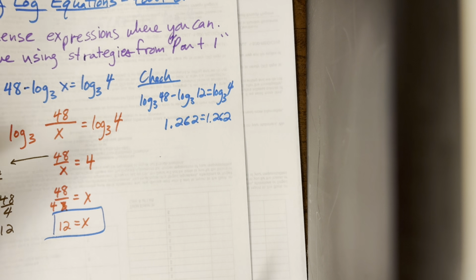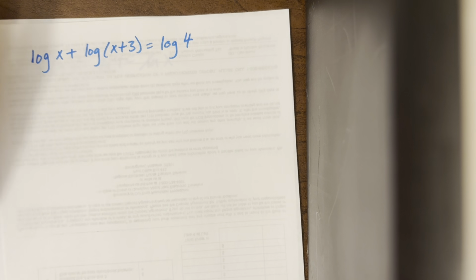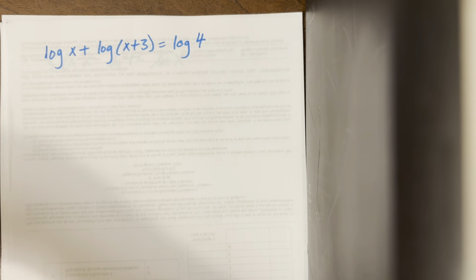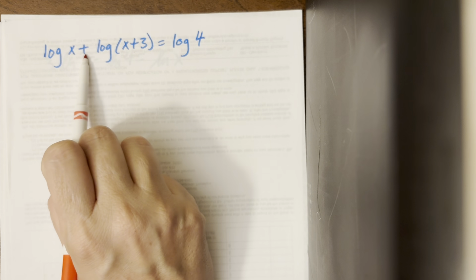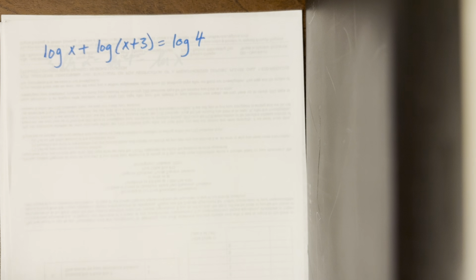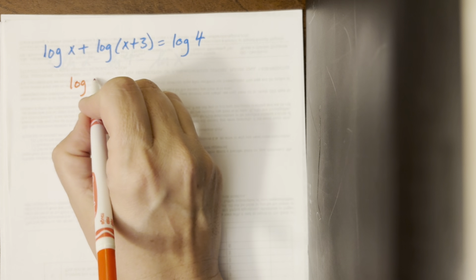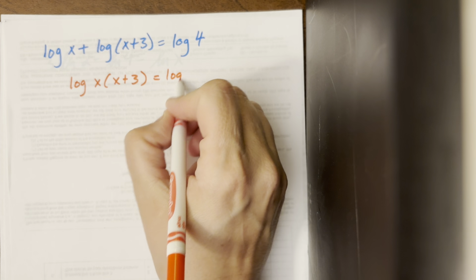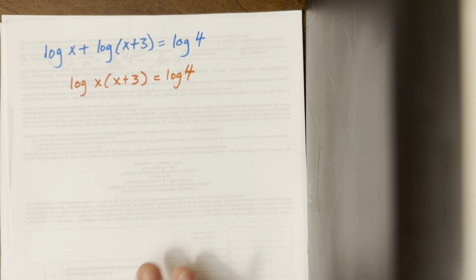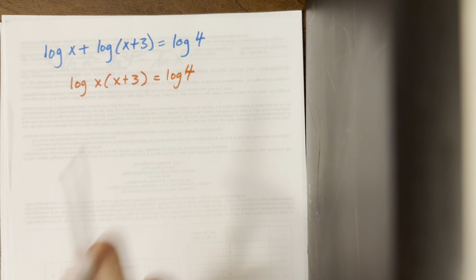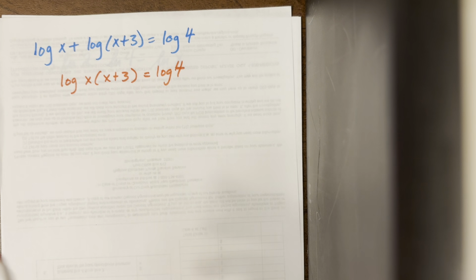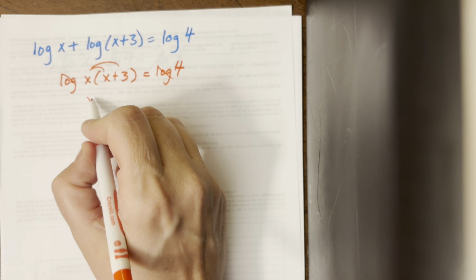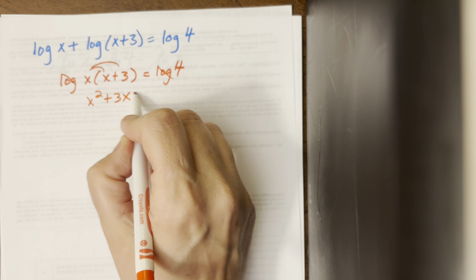Let's make it a little more complicated. Okay, so in this one, we are adding, which means I'm going to be multiplying these things. So I now have log of x times the quantity x plus 3. That equals log 4. All right, they both have a common base of 10 here, so we can cancel them out. I can go ahead and distribute this in, so x squared plus 3x equals 4.